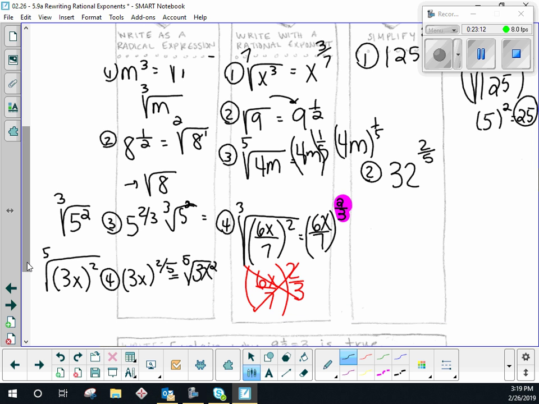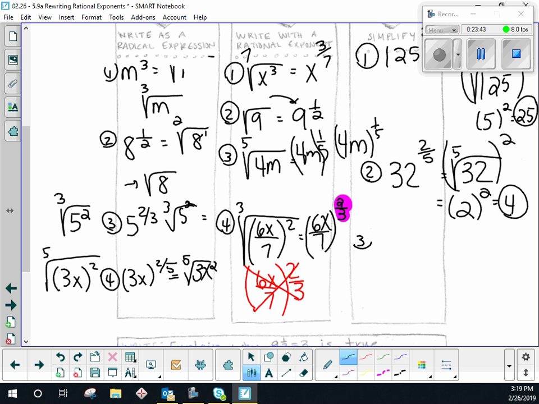All right, so here's what I saw in your papers. You rewrote this with the root first and the power second. What did you get for the 5th root of 32? 2, right? Because 5 2s, 2 times 2 is 4, times 2 is 8, times 2 is 16, times 2 is 32. The 5th root of 32 is 2, and then we're raising it to the 2nd power, and 2 squared is 4.